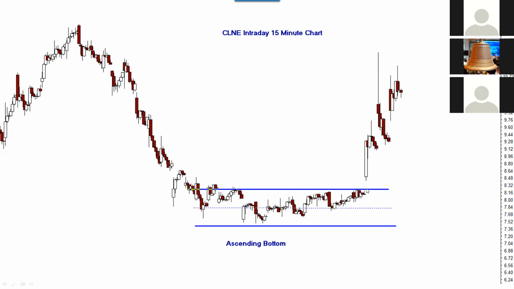Here's an example of a breakout to the upside. That's a very clean breakout on that.